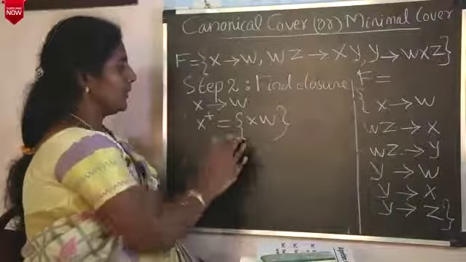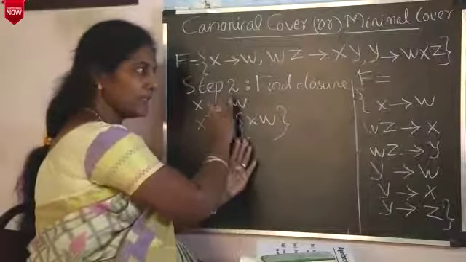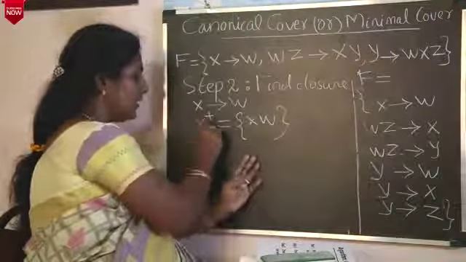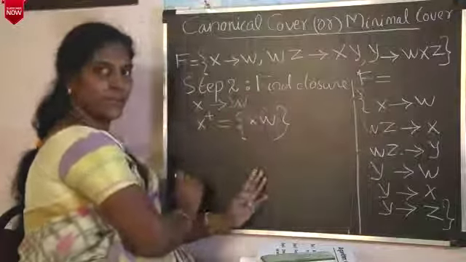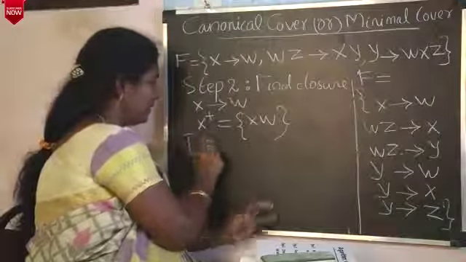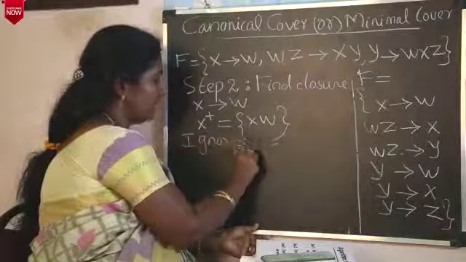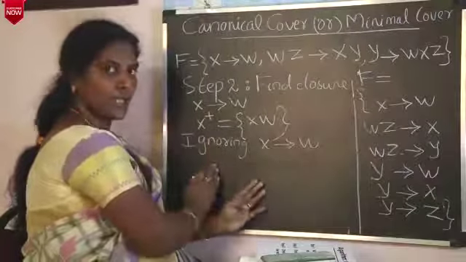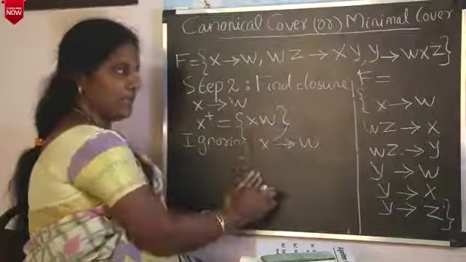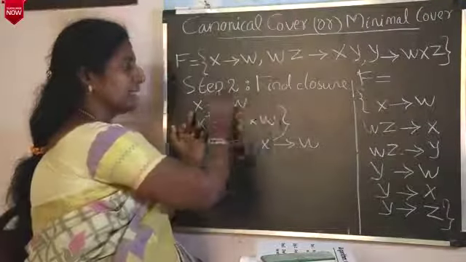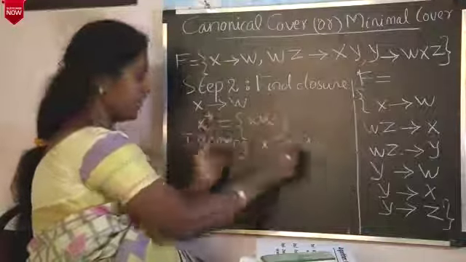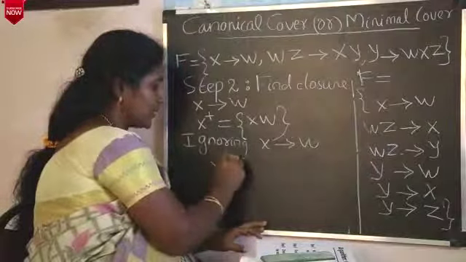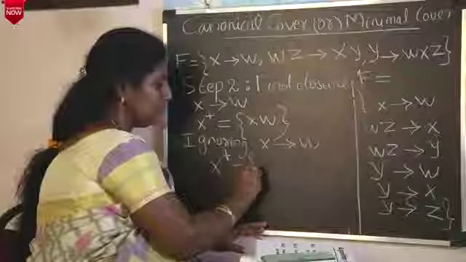Then what we need to do is check whether this functional dependency X determines W is essential or not. To check this, we assume that it is ignored from the set of functional dependencies. Ignoring this X determines W, we find the closure now. If both the closures are equal, then we can say that this functional dependency is not essential.